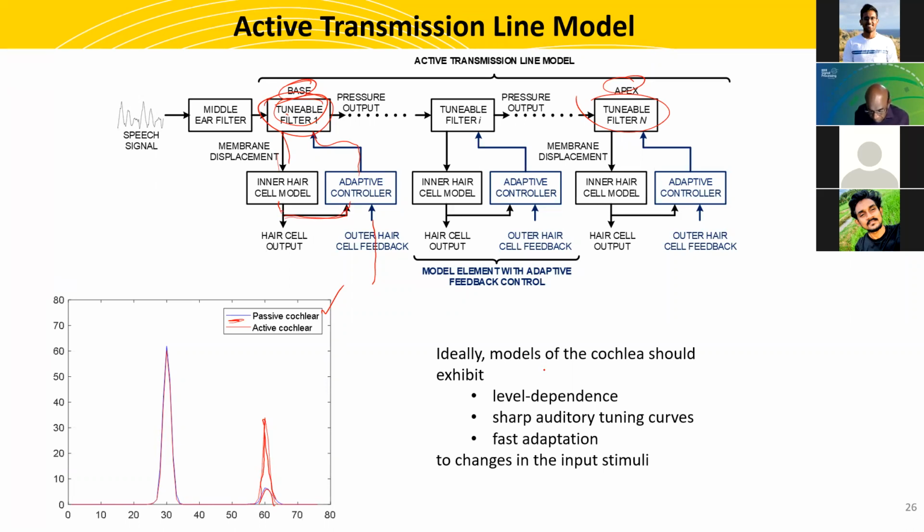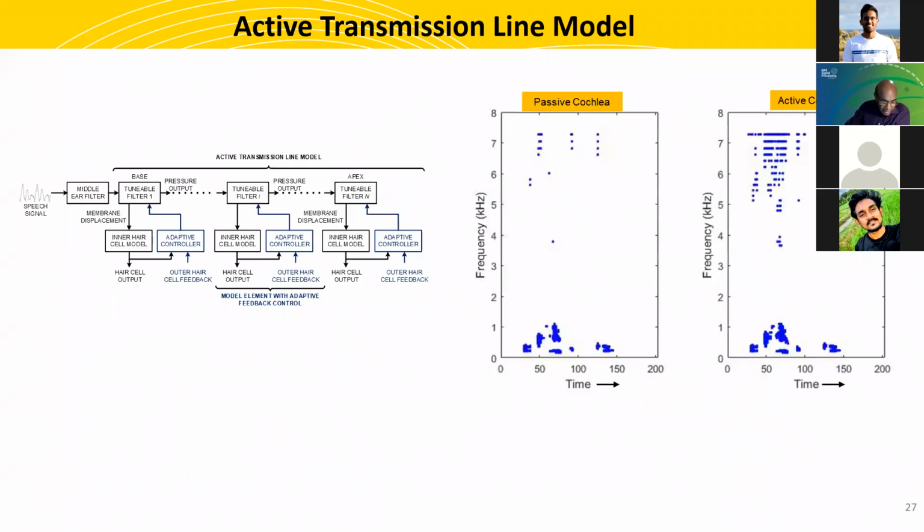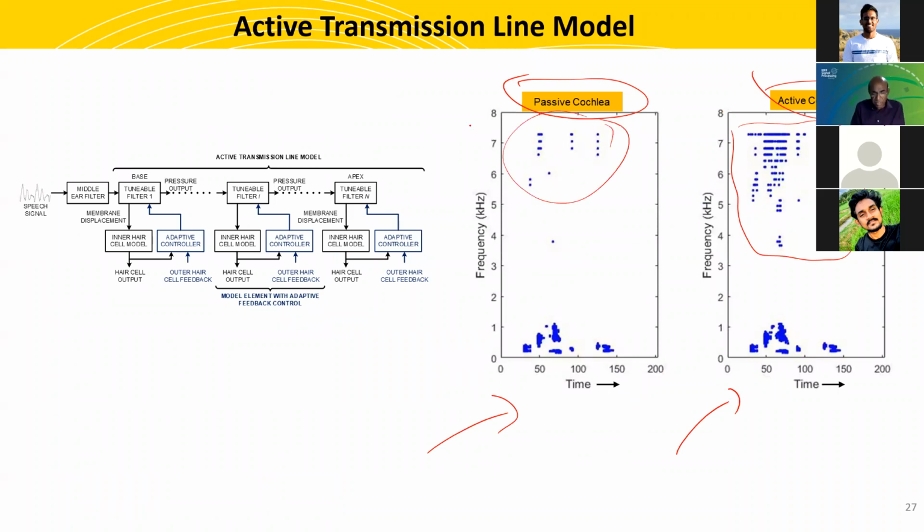So the adaptive model should be level dependent, with sharp auditory tuning curves and fast adaptation. And that's exactly what we have implemented. If you give it a speech signal, this is the passive cochlea, this is the active cochlea, this is a spectrogram. It will show you that it's able to pick up quite a lot of information in the high frequency end, whereas passive constant Q filters fail to do that.